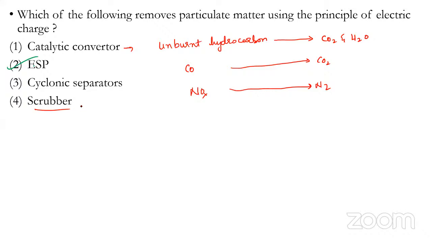A scrubber is an instrument used in industries, meant for reducing pollution where sulfur oxides are reduced. Sulfur oxides and nitrous oxides are both known for causing acid rain. So they have to be removed before release, and for that they use a scrubber. I hope you know what a scrubber looks like. Scrubber looks like this.